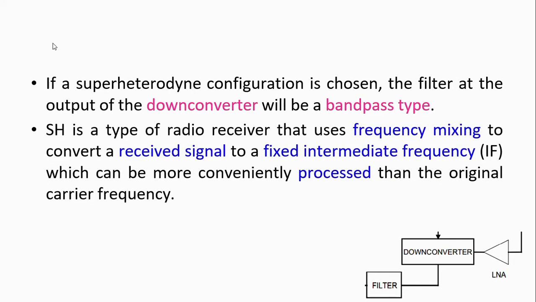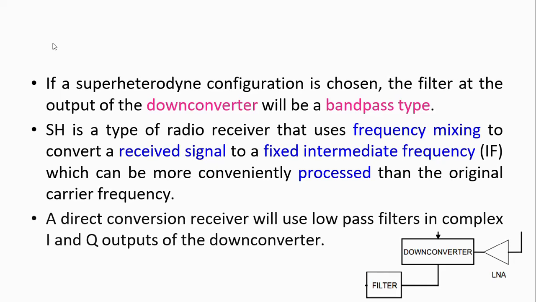The superheterodyne is a type of radio receiver that uses frequency mixing to convert a received radio signal to a fixed intermediate frequency, that is IF frequency, which can be more conveniently processed than the original carrier frequency. A direct conversion receiver will use low pass filters in the complex I and Q outputs of the down converter.